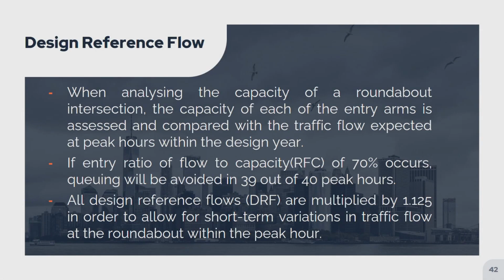Design reference flow. When analyzing the capacity of a roundabout intersection, the capacity of each of the entry arms is assessed and compared with the traffic flow expected at peak hours within the design year. If an entry ratio of flow to capacity, or RFC, of 70% occurs, queuing will be avoided in 39 out of 40 peak hours. All design reference flows are multiplied by 1.125 in order to allow for short-term variations in traffic flow at the roundabout within the peak hour.